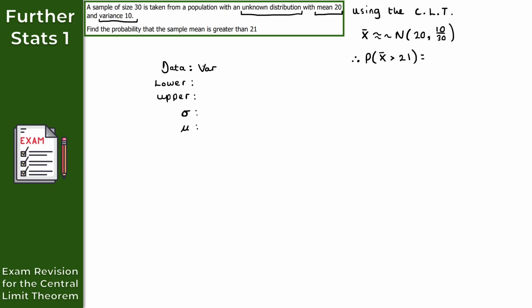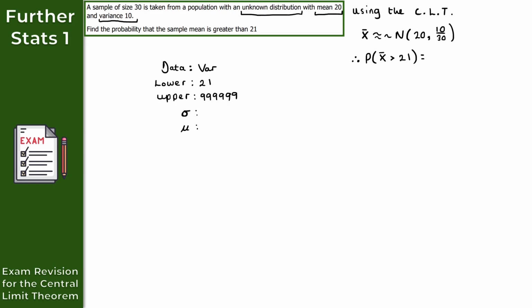Now, because we're looking for the probability that the sample mean x bar is greater than 21, we put 21 as the lower value. And then for the upper value here, we pick an arbitrarily large value. So I just put a load of 9s. Something like this is absolutely fine. So something like that would suffice here. So let me just do that as well as I go. So 21 for the lower, a load of 9s there for the upper.